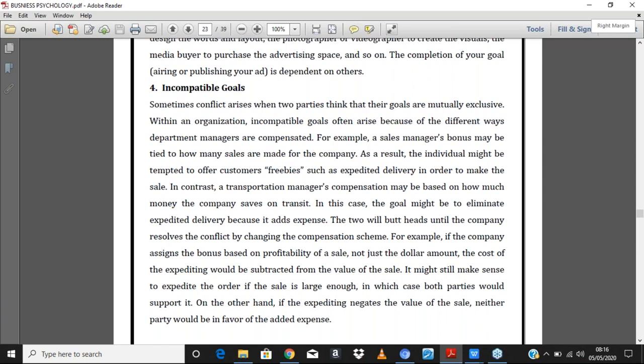In contrast, the transport manager's compensation may be based on how much money the company saves on transit. So here, please listen to this example very well. We're talking about incompatible goals. Now, the sales manager knows that my reward from the company comes as a result of many sales. And so he wants a lot of things to be going out easily.